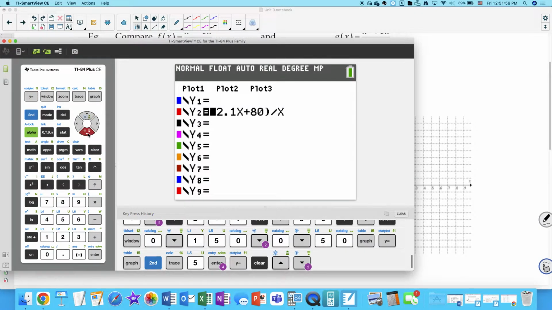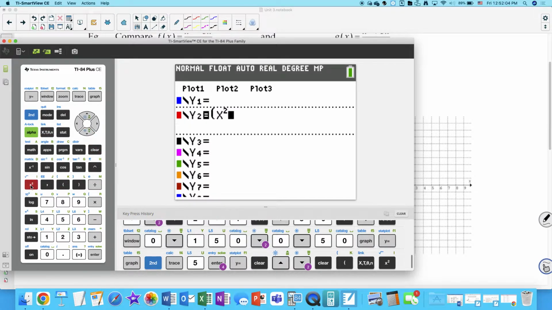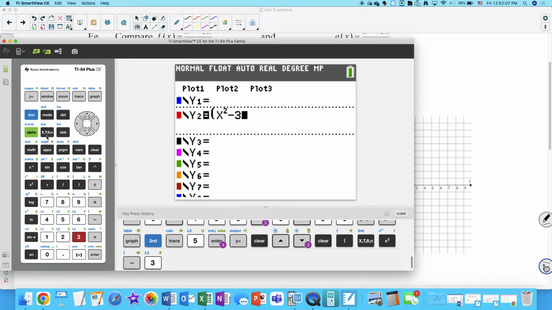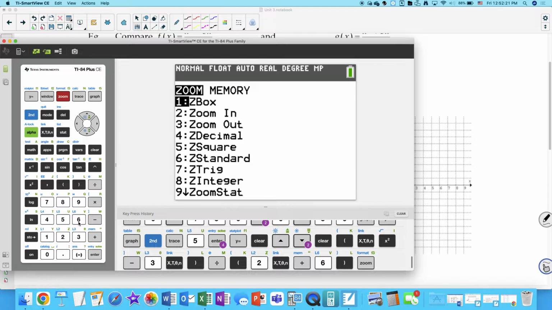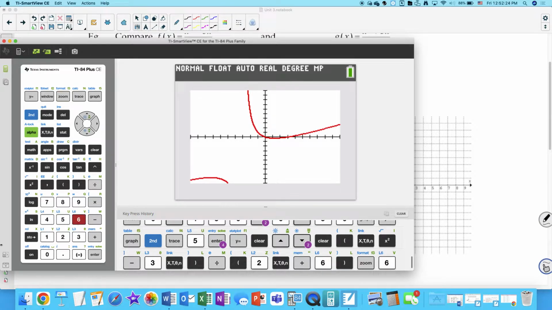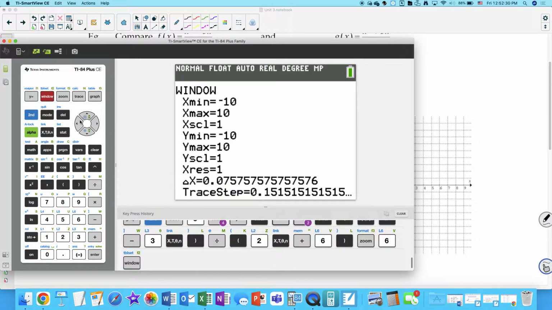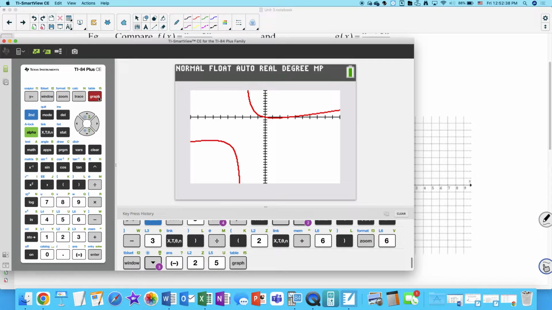Whoops. Okay, so I'm going to graph x squared minus 3x divided by 2x plus 6. Okay, and I'm going to go zoom standard. I'm going to change my window settings so we can see a little bit more here. Let's make this negative 25. Okay. So this is actually really interesting.